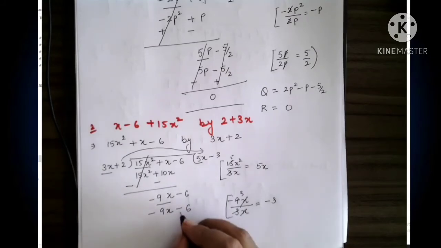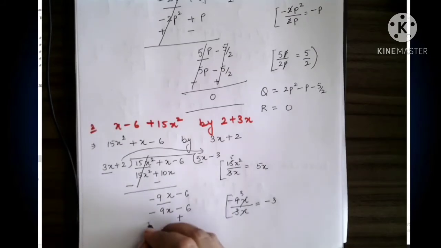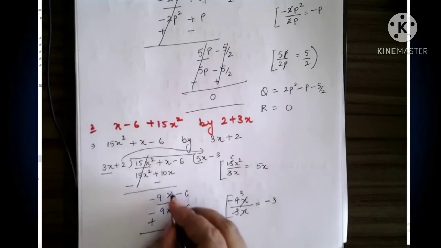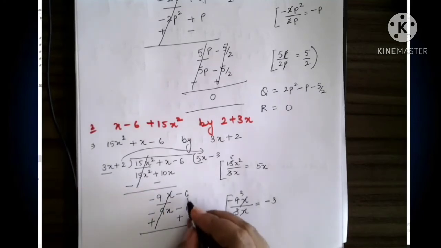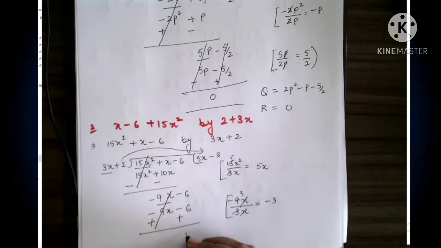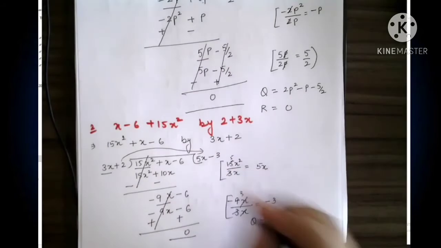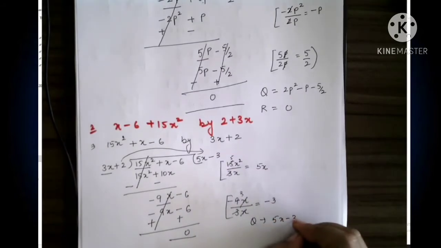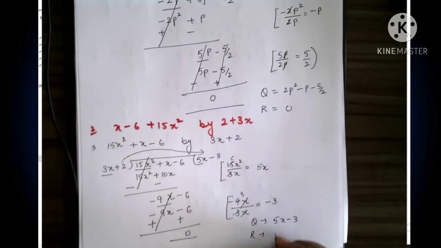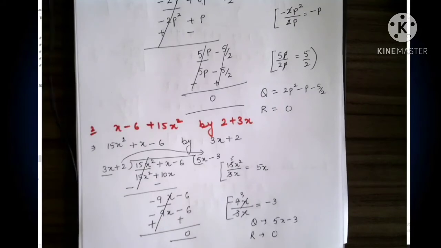Minus 6. Minus becomes plus, minus becomes plus. Minus 9x, first term cancels. This is your minus x plus 6x. Minus x plus x becomes 0. So division is over. Can you tell me what is the quotient? It is 5x minus 3. And the remainder is 0. Everyone must mention this later. All done? Students, the third part is same as your question number 1 and 2 that you will solve yourself.